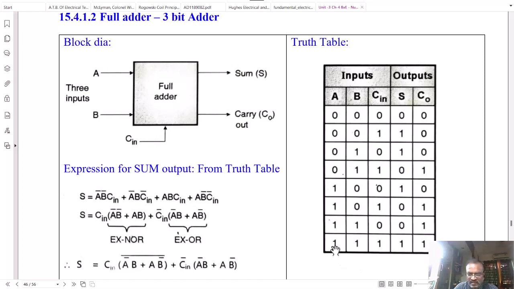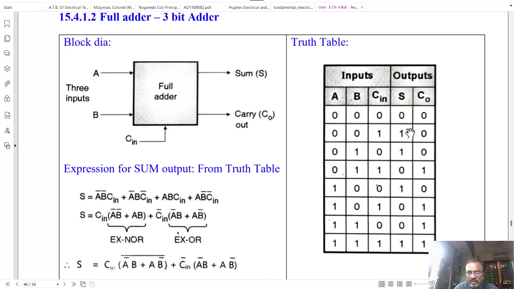Now consider the last row where all the inputs are 1. So 1 plus 1 is 1 0. Plus 1 is 1 1, means the sum is 1 and carry is 1. So that is the truth table of adding 3 bits.